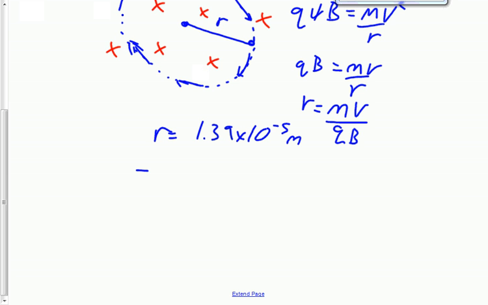Or to put that another way, I guess we can say 13.9 micrometers. So quite a small distance. But anyways, it's pretty reasonable for an electron traveling pretty fast. It's going to be traveling around in a fairly tight circle. So there is our answer there.